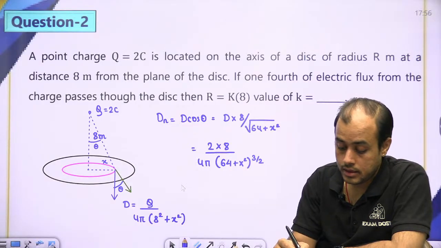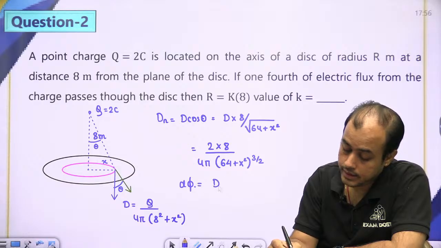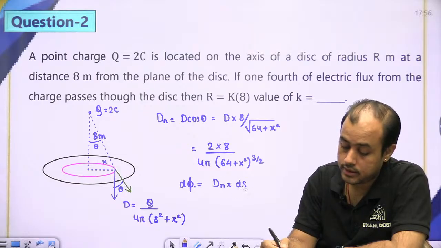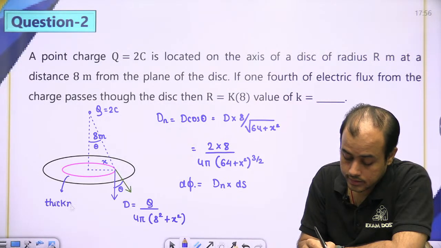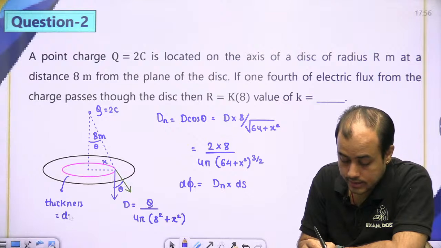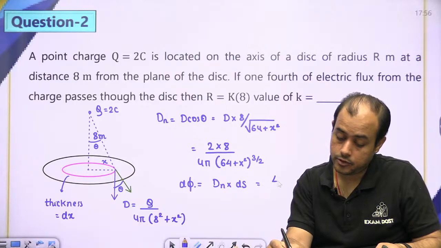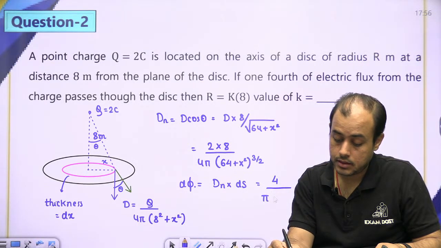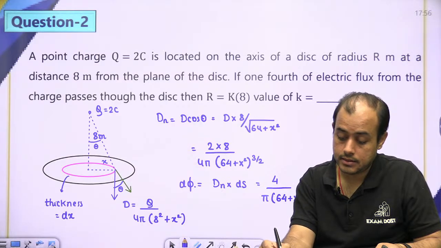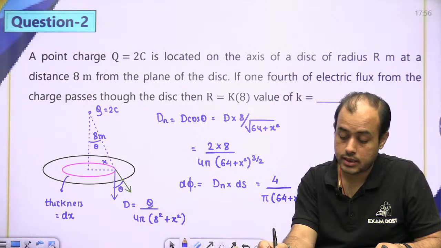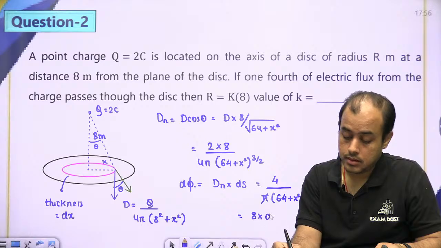Okay. Now, beta, for the small flux, it is dn into small area. Now, the thickness of this ring, you take it as dx. Thickness इसका dx ले लो. So, what will be 16 by 4 pi is 4 upon pi. So, what will be the area? Circumference into thickness. ठीक है बेटा?